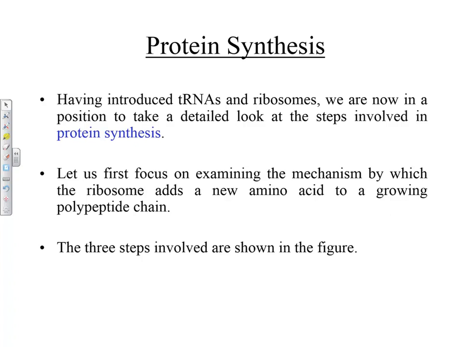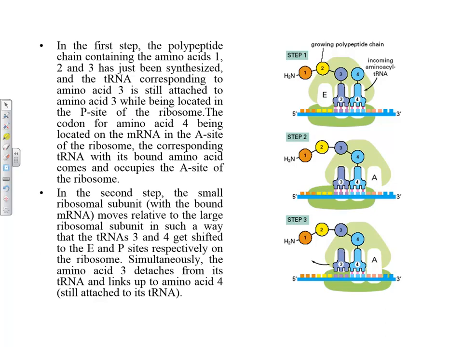And the 3 steps involved are shown in the figure. I'll try to explain the figure, and this is all the text that goes with it. Okay. So first you look at the figure at the top, right? This is the small ribosomal unit at the bottom, and this is the large ribosomal unit.